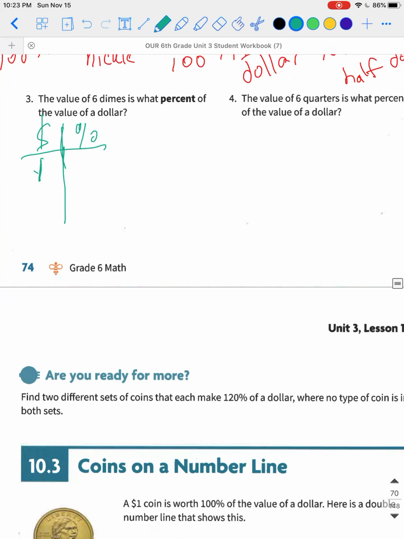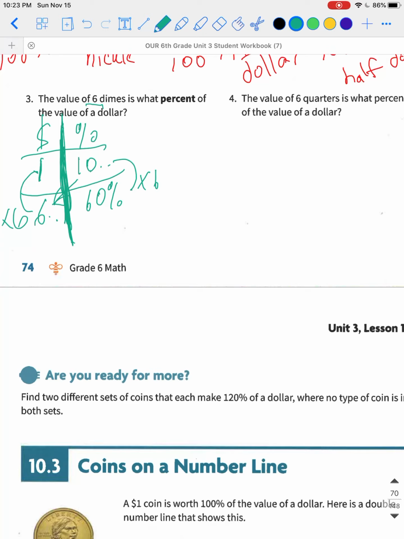So draw my table. I like our tables. We've used them a lot. 1 dime is 10%. So now we need to get to 6 dimes. Well, I know that we can cross multiply 10 times 6 because we've done this a lot. Or to get from 1 to 6, I multiplied by 6. So to get from 10 to 6, I multiply. It's going to give me 60%.